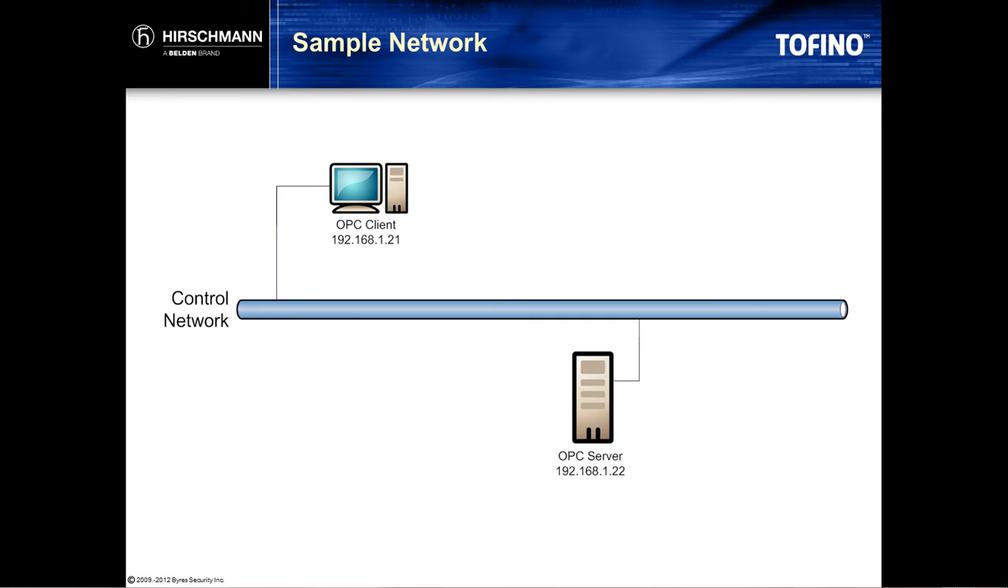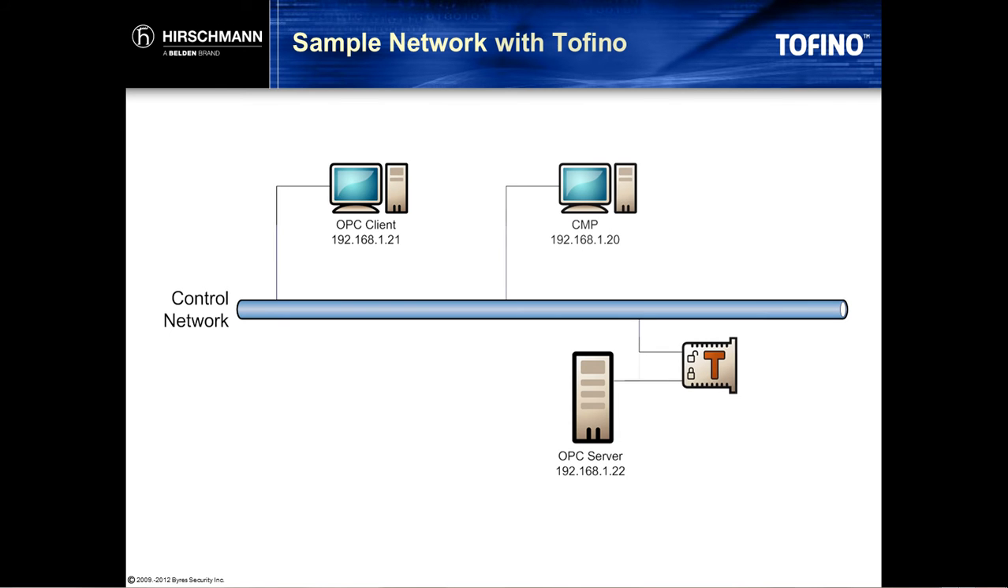We have two devices. OPC client is at IP address 1.21. OPC server is at IP address 1.22. And unlike our previous examples, both of these devices are Windows PCs. Pretty obvious, those are the primary platforms for OPC. So what we want to do here is protect that OPC server by inserting a Tofino in series between the server and the rest of the network.